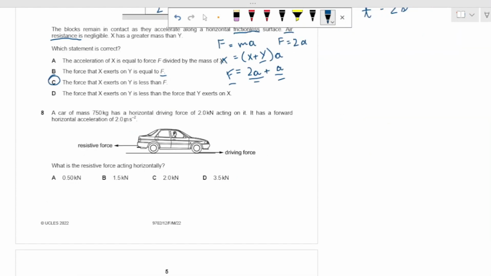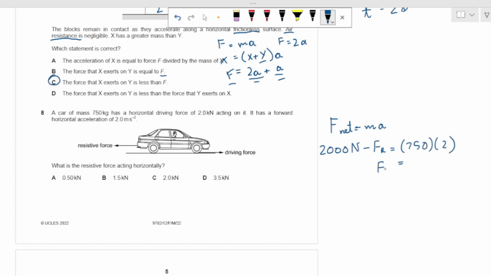Question 8. A car of mass 750 kg has a horizontal driving force of 2 kilonewtons acting on it. It has a forward horizontal acceleration of 2 meters per second squared. What is the resistive force acting horizontally? We can use the equation F net force equals mass times acceleration, F equals ma. In this case, the forward driving force was 2000 newtons or 2 kilonewtons minus the resistive force, because they have said that there is some sort of resistive force acting on it. We're going to call it Fr. Mass was 750, acceleration was 2.